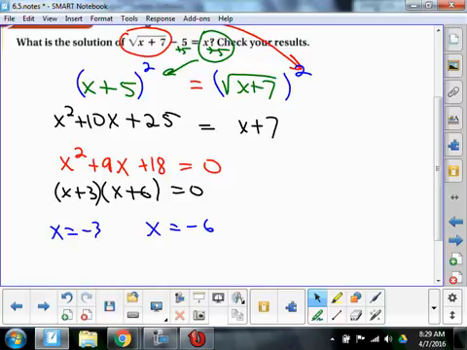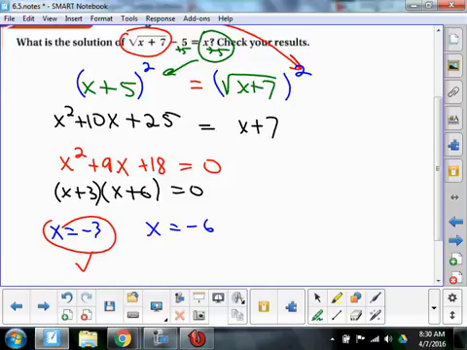So -3 plus 7 is 4. Square root of 4 is 2. And 2 minus 5 is -3, and -3 equals -3. So the -3 does work. Got him. That one's good. -6. Let's see. -6 plus 7 is 1. Square root of 1 is 1. And 1 minus 5 is not -6, is it?